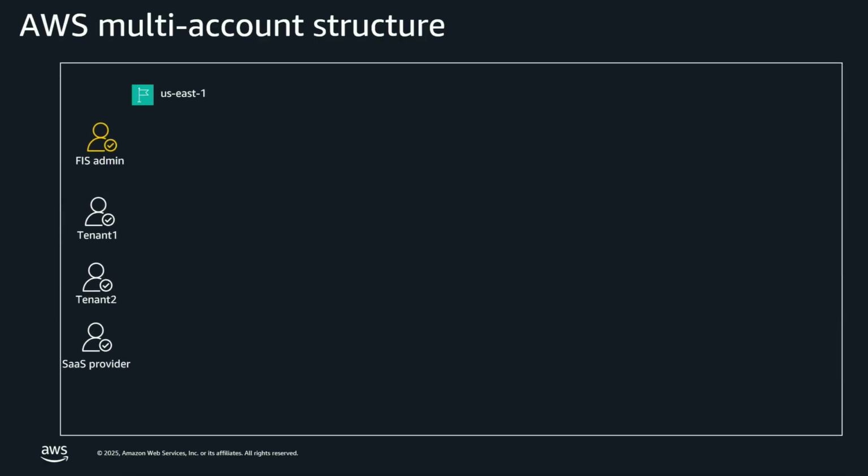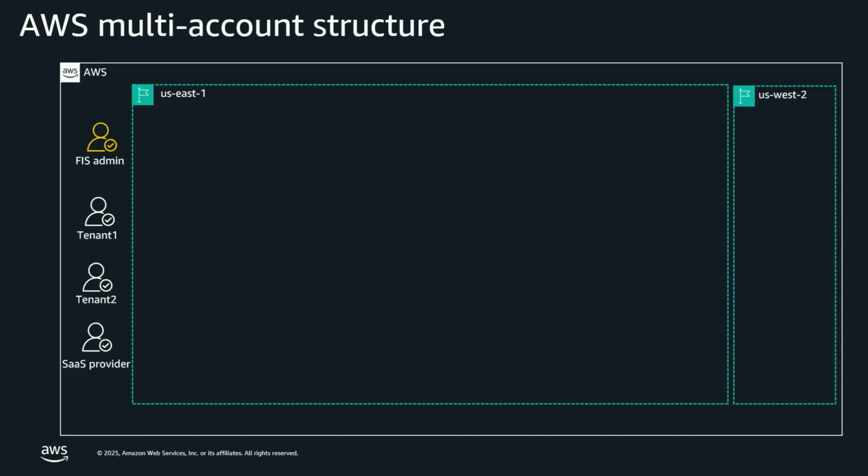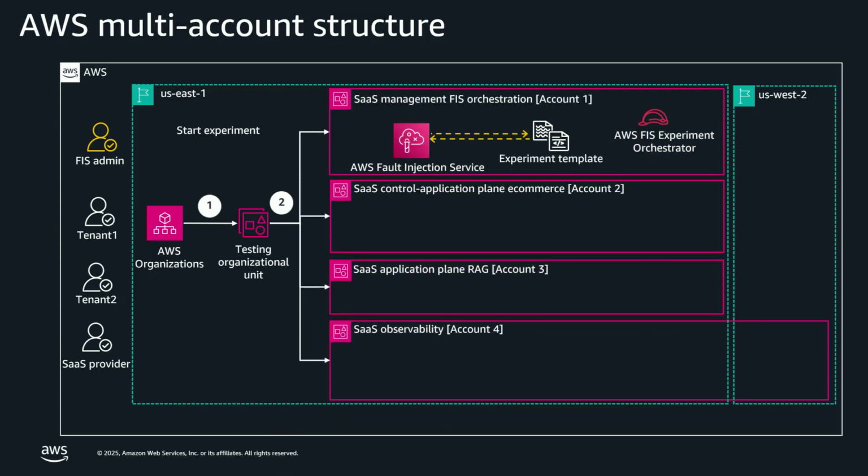Now, before we get into the patterns, I just want to quickly talk about the multi-account structure and the setup that we have done for today's patterns. You can see we have picked two regions, US East 1 and US West 2, and multiple personas interact with this solution. We have the fault administrator, who could be an SRE admin or lead, or a DevOps SRE or lead, who is trying to perform these faults. Then tenants interact with the solution, and then we have the SaaS provider. We have AWS Organizations as a root, under which we have a test OU. And this test OU has 4 different accounts, each performing a specific role in the overall multi-account setup.